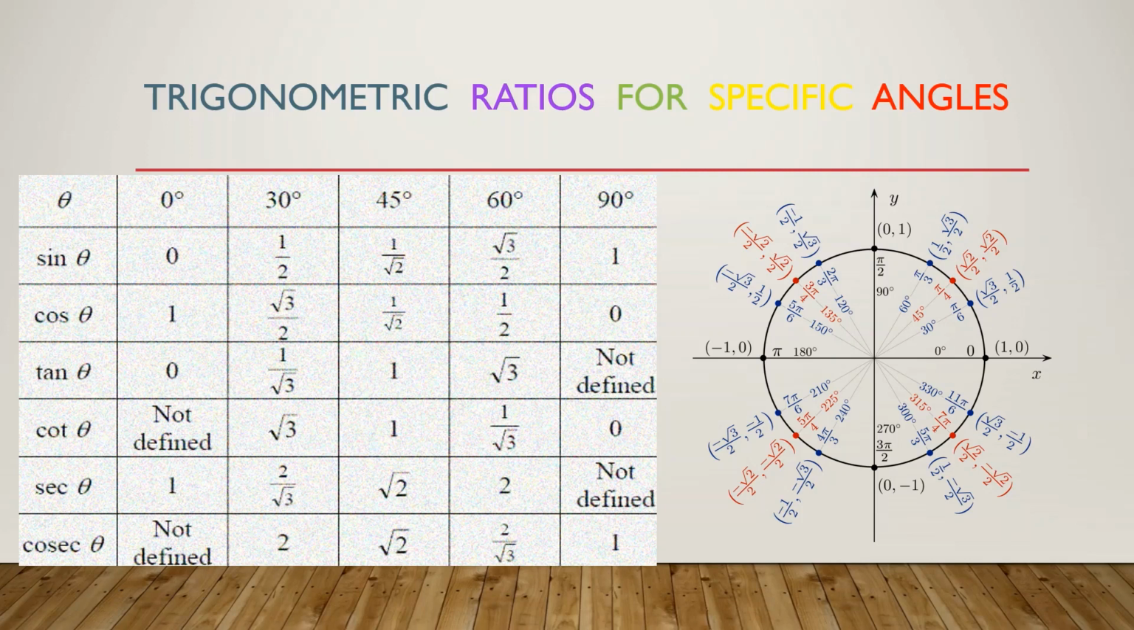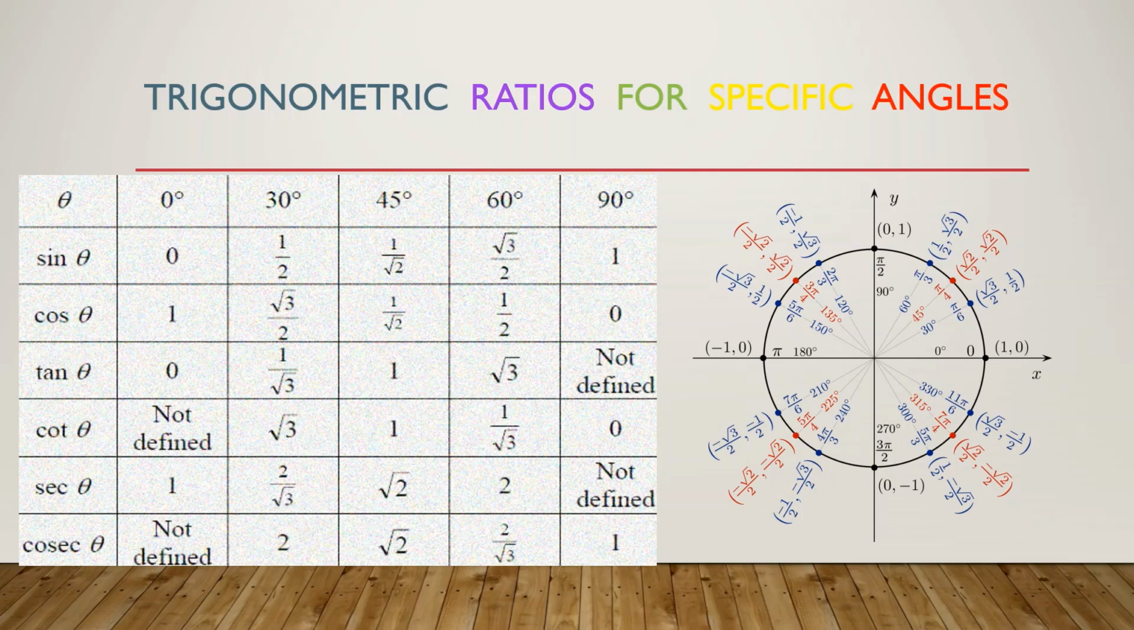For secant, which is a reciprocal of cos, we get secant 0 degrees is 1 by 1, that is 1. Secant 30 degrees is 1 divided by root 3 by 2, which is 2 by root 3. For secant 45 degrees, we have 1 divided by 1 by root 2, that is root 2. For secant 60 degrees, we have 1 divided by half, which gives us 2. For secant 90 degrees, we have 1 divided by 0, which is not defined.